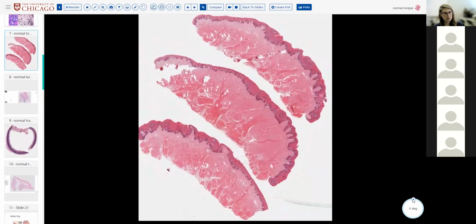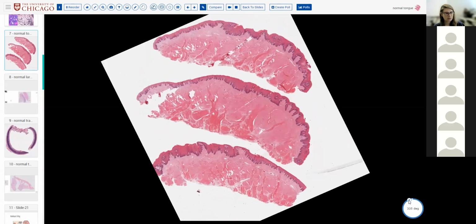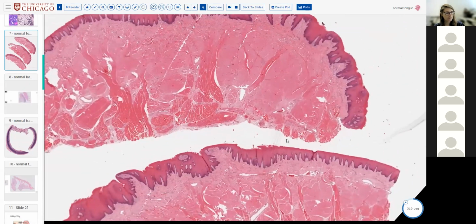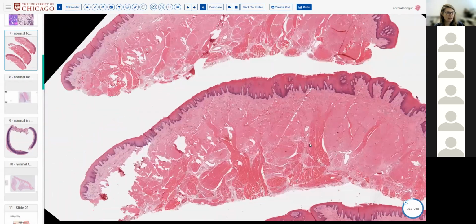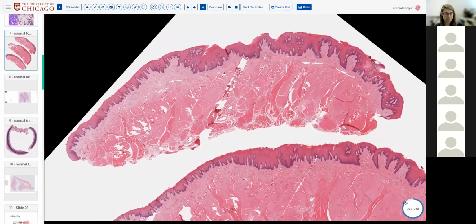All right, so does anybody want to tell me, just based on looking at the type of epithelium and what's under the epithelium, where exactly in the head and neck we are?